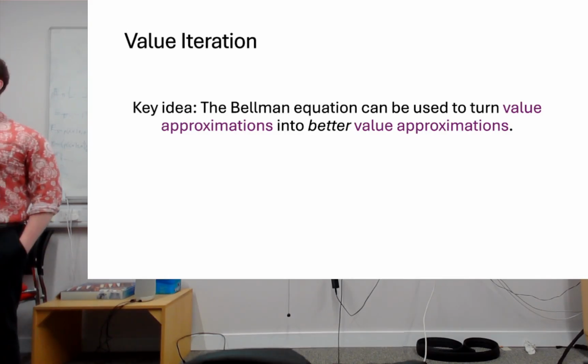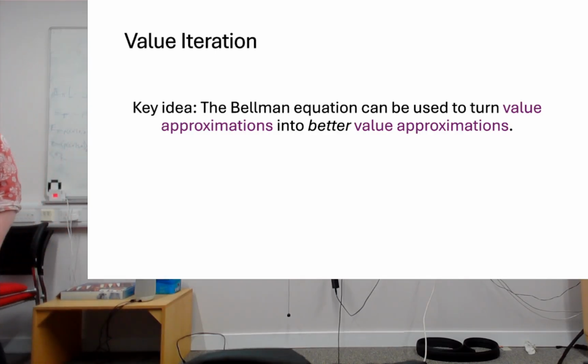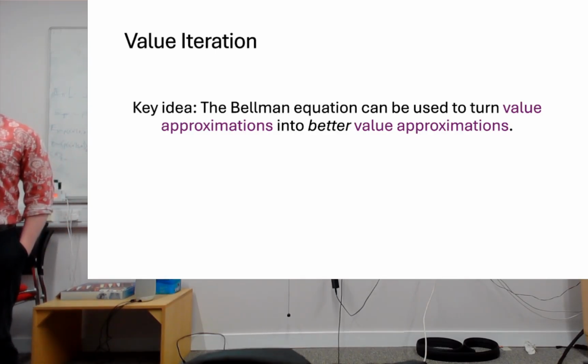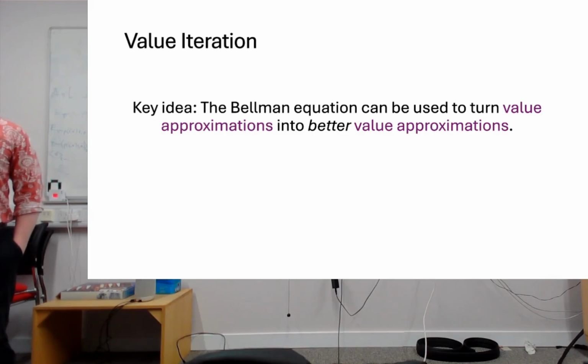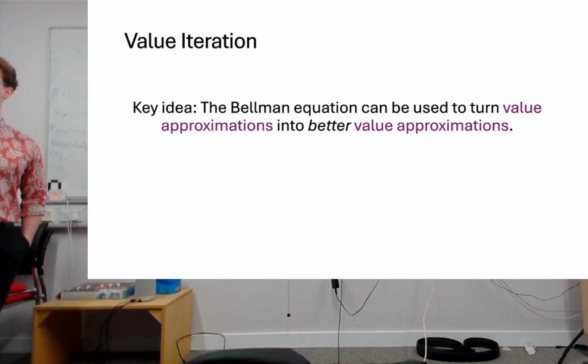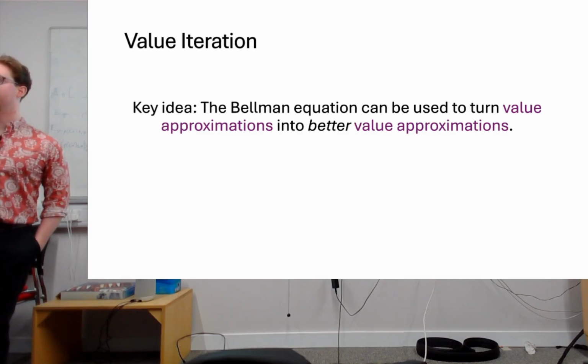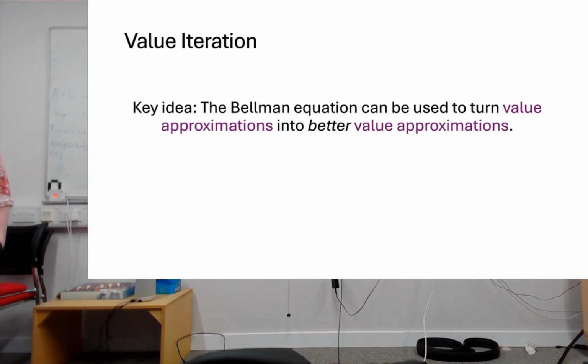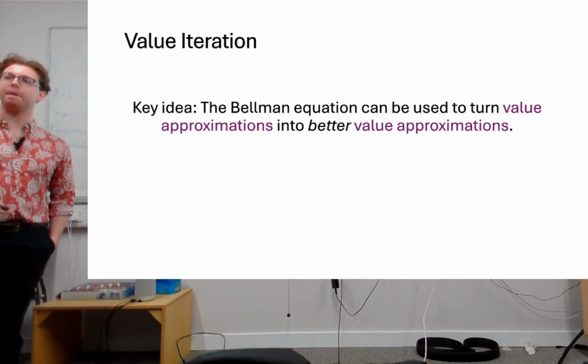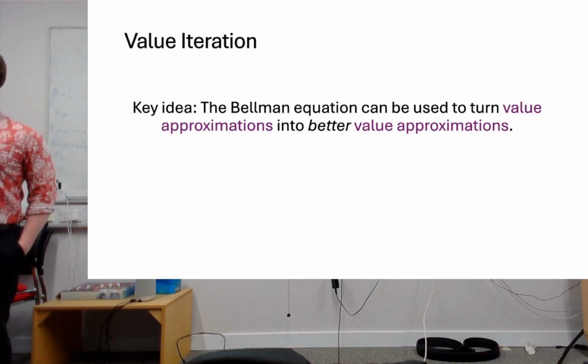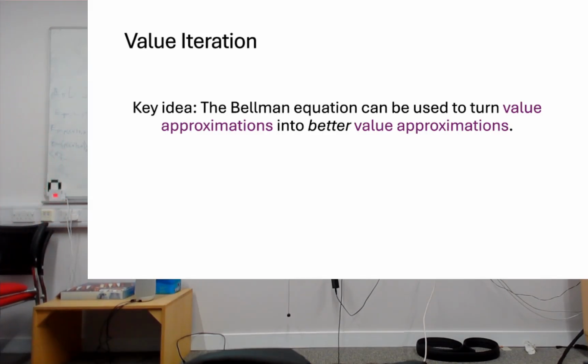So in all the equations that we've met so far, we're relating the actual values of things, right? The actual value of being in a certain state, the actual value of taking a certain action. But in general, we don't know these. We have approximations to them. So the question becomes, if I have an approximation, how can I make it better? How can I improve my approximation? And value iteration is one way of doing this. It's a way of turning a value approximation into a better value approximation.